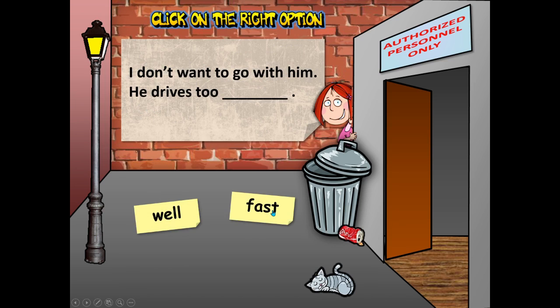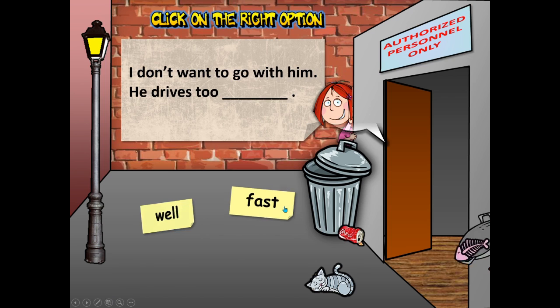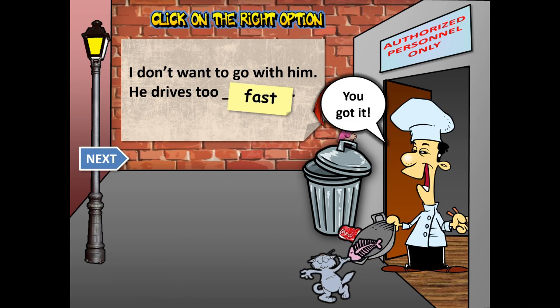Next, I don't want to go with him. He drives too well, fast. What do you think? Okay. The answer is fast. I don't want to go with him, so maybe he is a bad driver. So instead of well, we use fast.